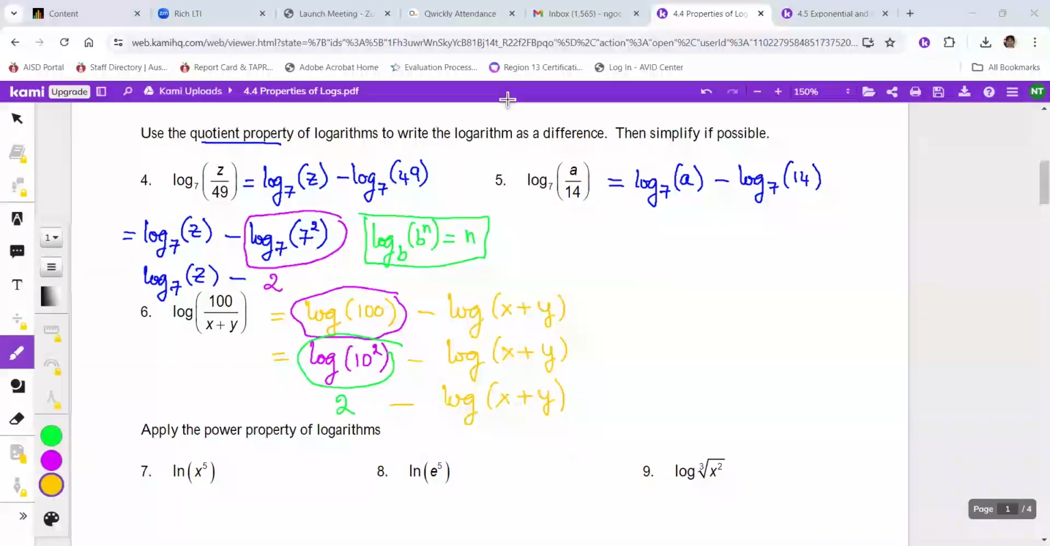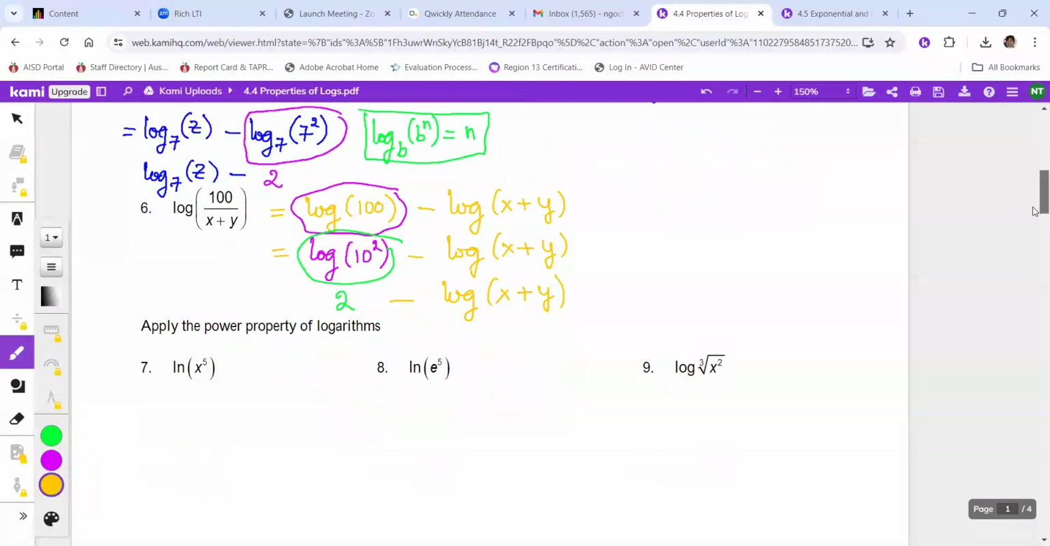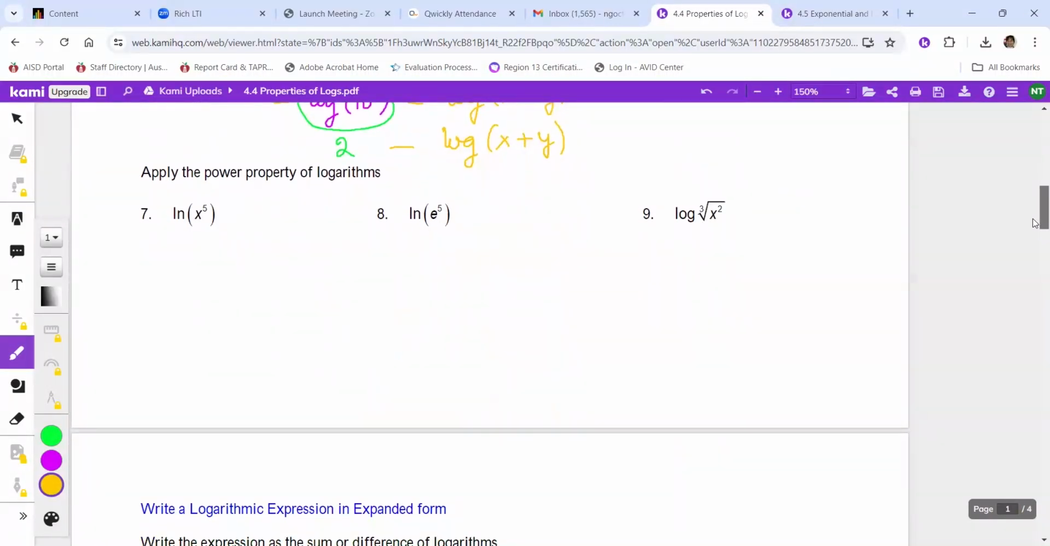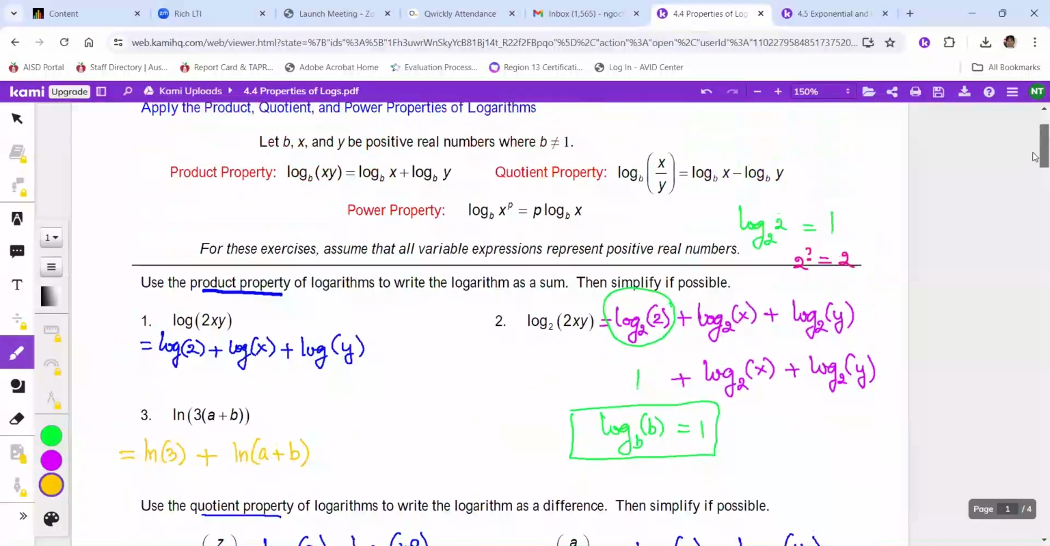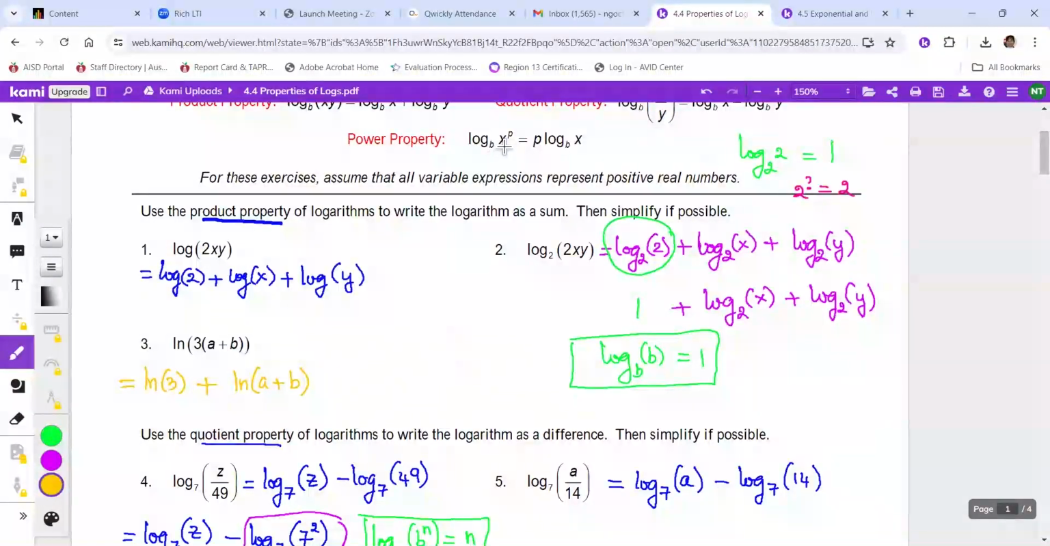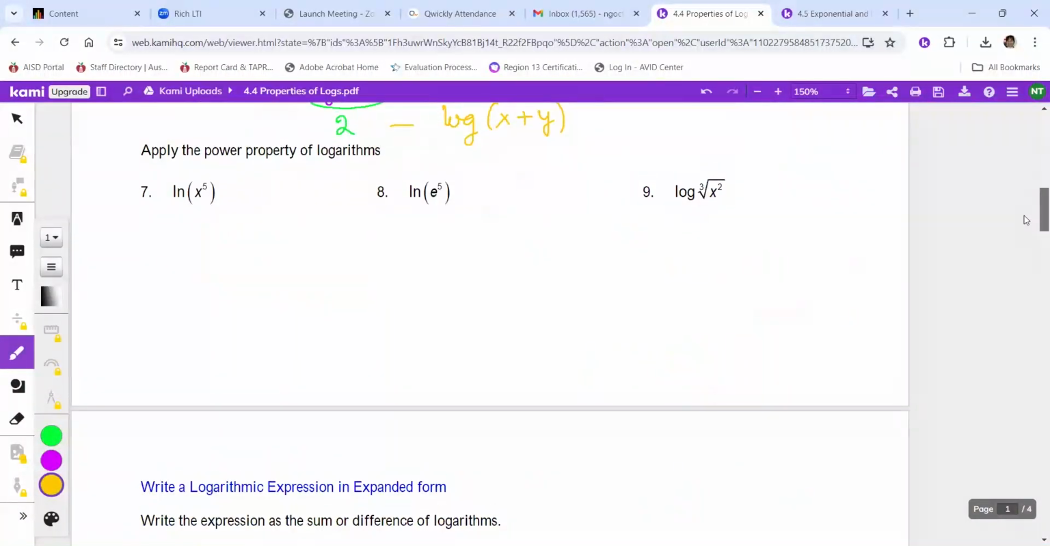Okay, so far we did exercises 1, 2, 3 for the product property, and exercises 4, 5, 6 for the quotient property. So let's move on to exercises 7, 8, and 9 for the power property. So again, I'm looking at the power property first. Log base b of x to the power p, we bring the power in front and multiply it with the log. So we take the power p times log base b of x. Okay, so now I'm going to apply it here.